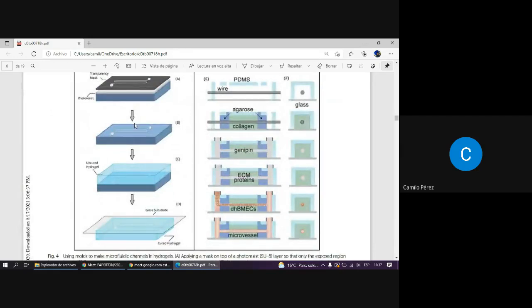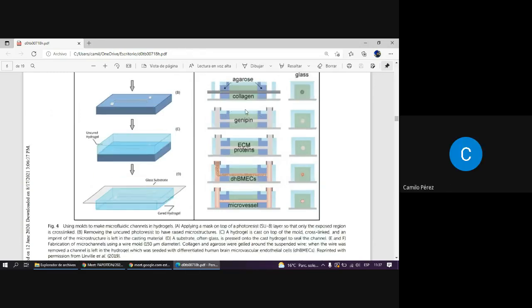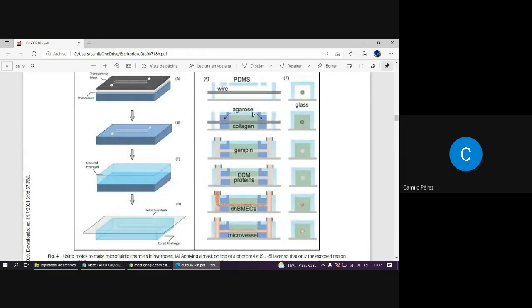These are other examples of how to construct different microdevices and models and surfaces, and when constructing the different components, for example, agarose and collagen, fibrin, proteins and extracellular components.